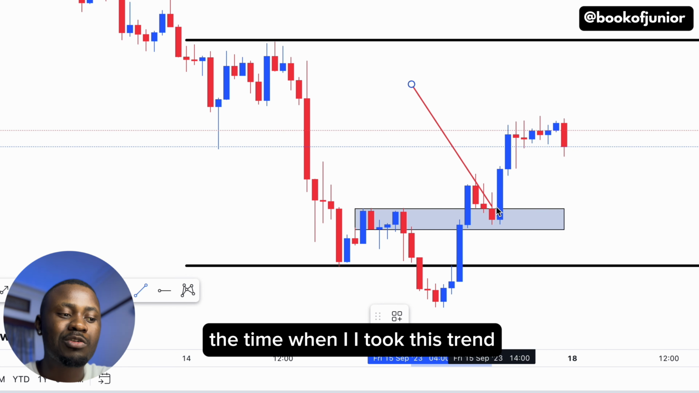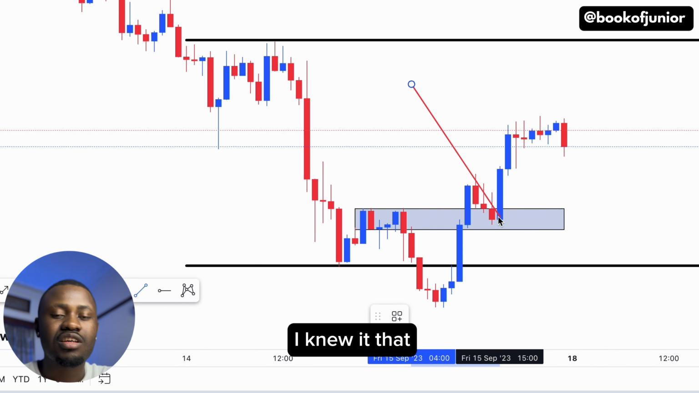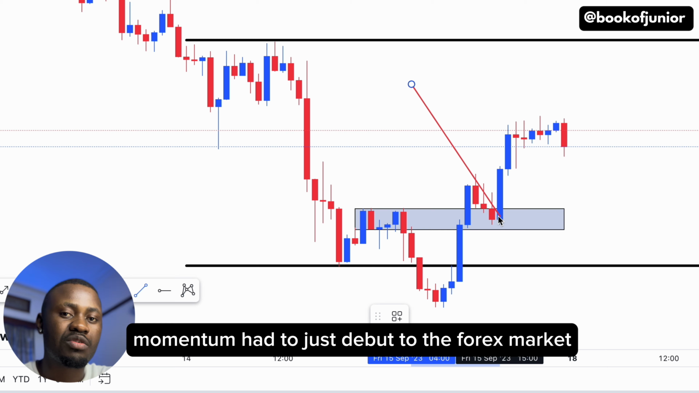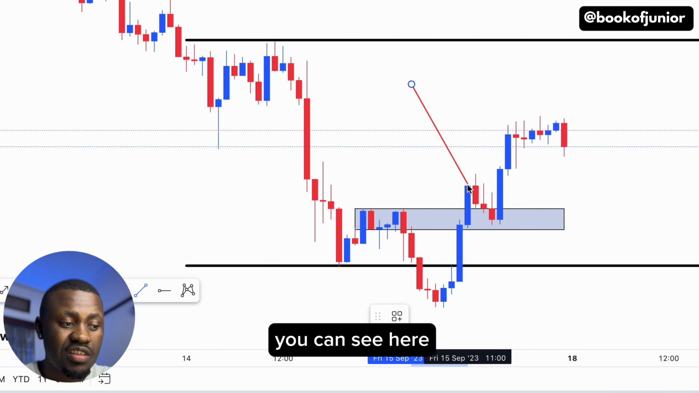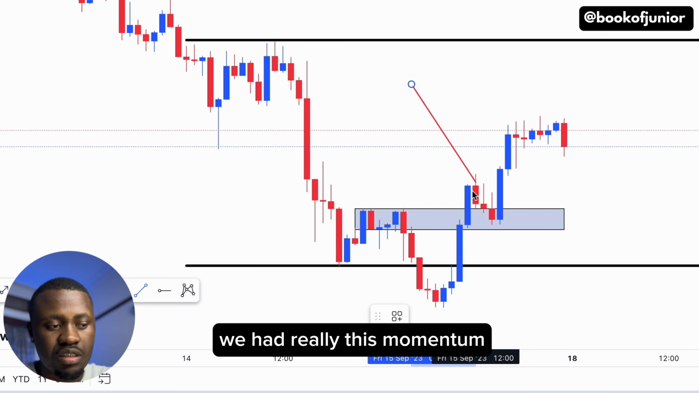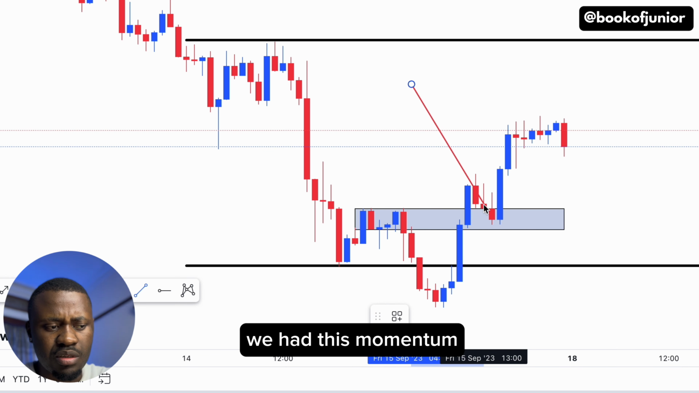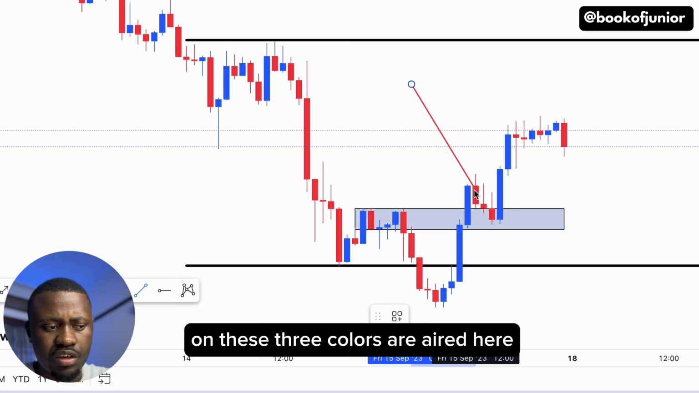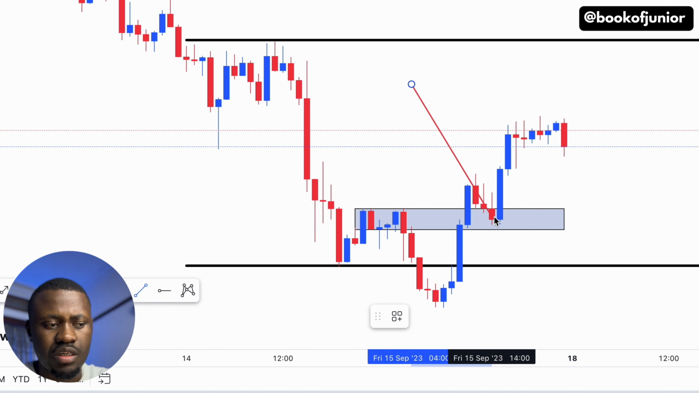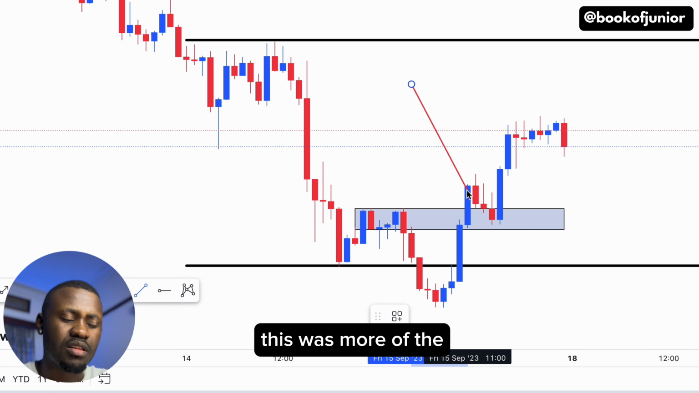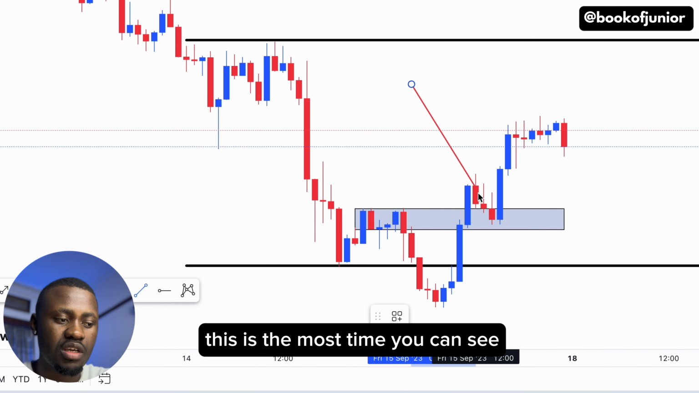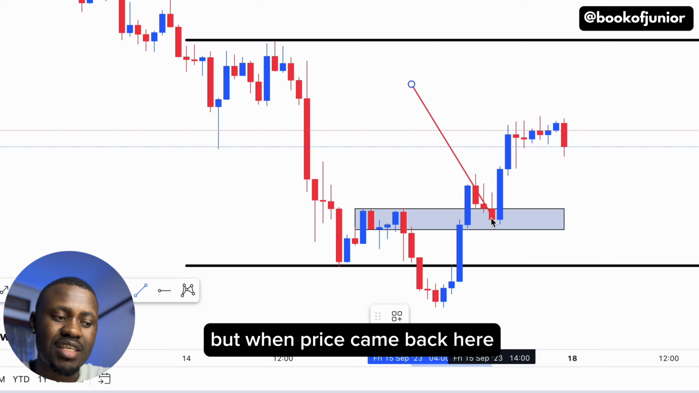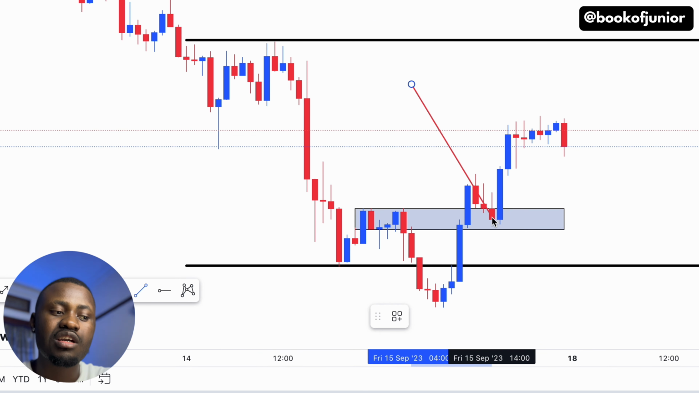So the time when I took this trade, I knew that momentum had to just jump into the forex market again. That was a Friday I'm talking about. So when this candle here, you can see here, we had really less momentum. As you can see, we had less momentum on these 3 candles right here. Again, this was more of when the London session opened, this is the momentum you can see. But when price came back here, as you can see, traders, it was the time when the New York session was opening.